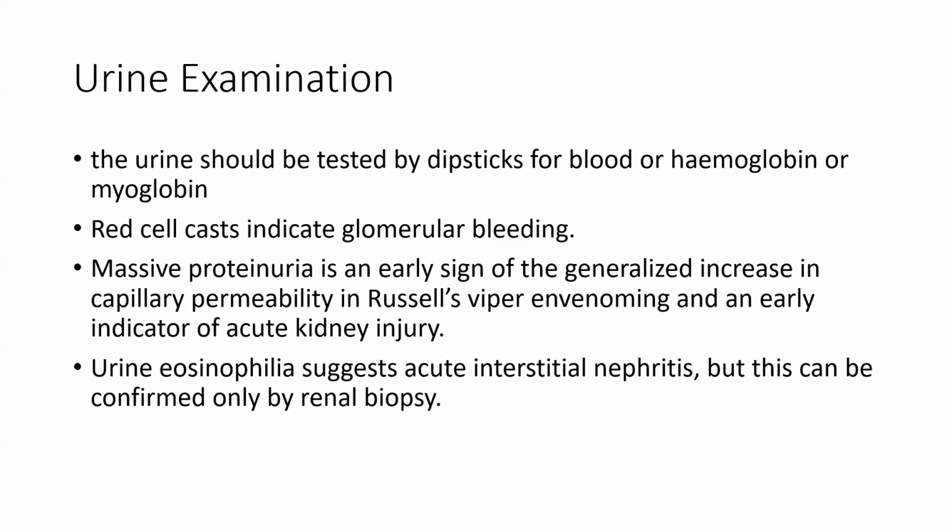Regarding urine examination, urine should be tested by dipstick for blood and hemoglobin and for myoglobin. Red cell cast indicates glomerular bleeding. Massive proteinuria is the early sign of generalized increase in capillary permeability in Russell viper envenoming, an early indicator of acute kidney injury. Urine eosinophilia suggests the acute interstitial nephritis, but this can be confirmed only by the renal biopsy.